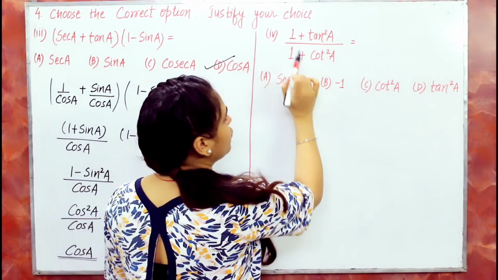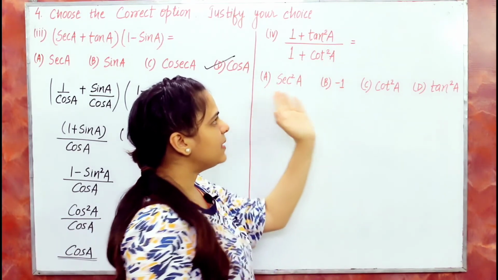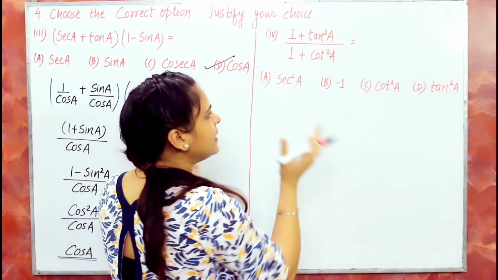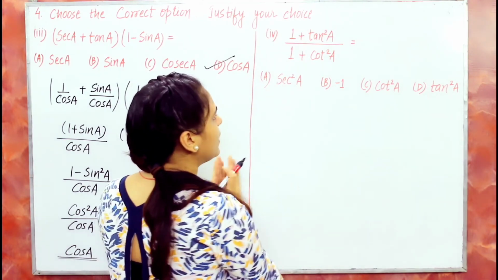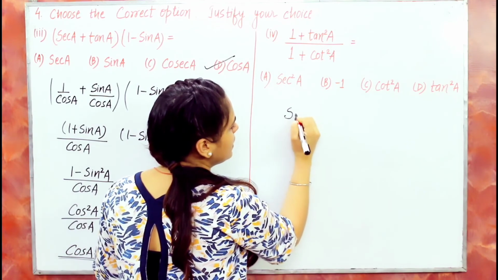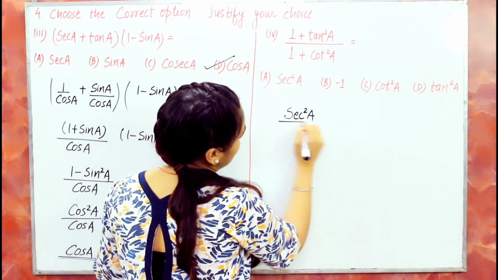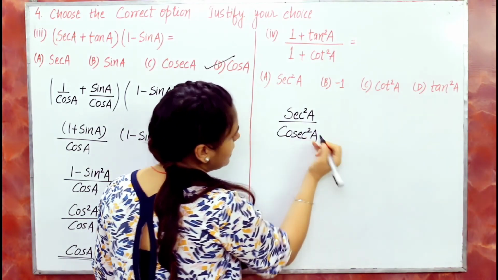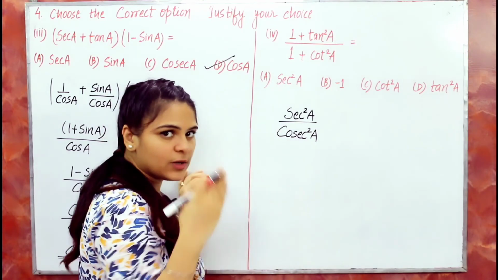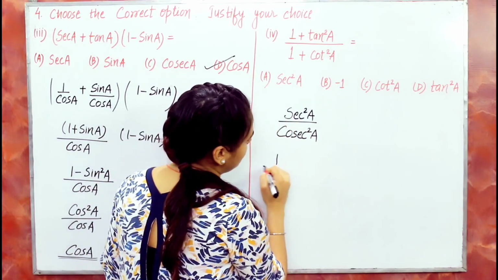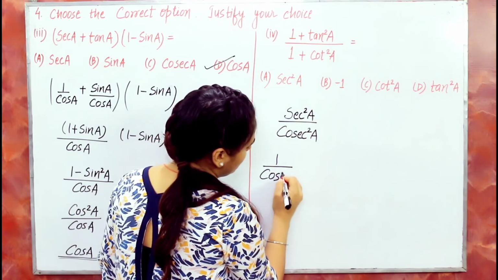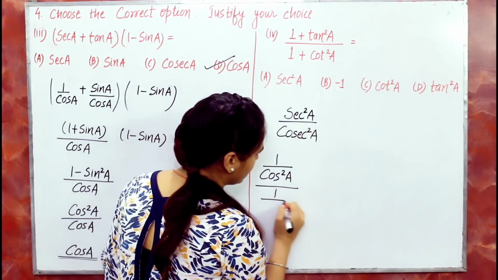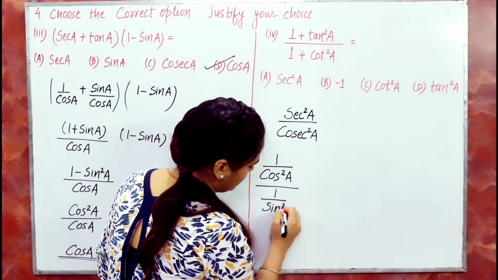Now the fourth part is (1 plus tan square a) upon (1 plus cot square a), and these are the options. So we can directly apply trigonometric identity. We know 1 plus tan square a is equal to sec square a, and 1 plus cot square a is equal to cosec square a. Now sec a is equal to 1 upon cos a. So in place of sec square a, I'll write 1 upon cos square a. And the reciprocal of cosec a is 1 upon sin a. So cosec square a is equal to 1 upon sin square a.